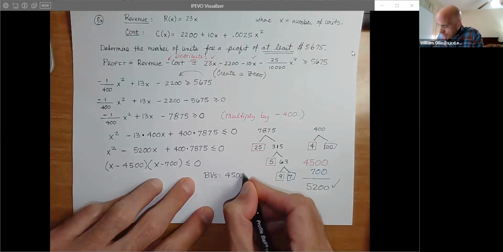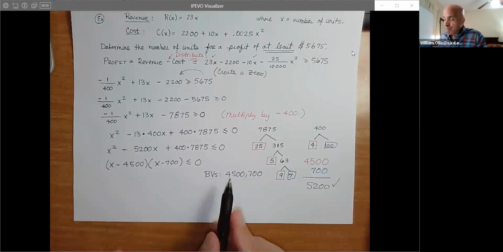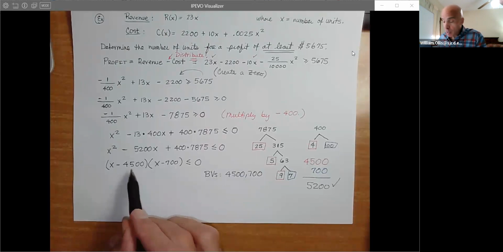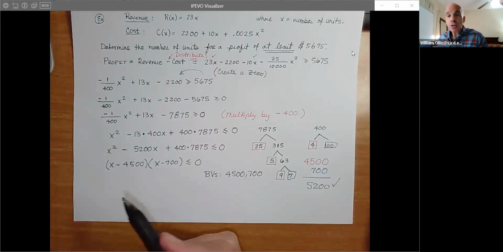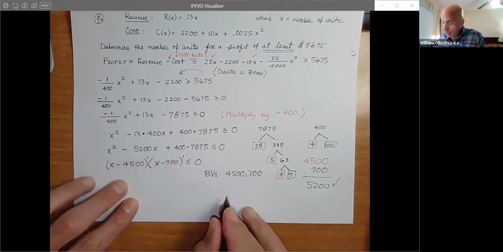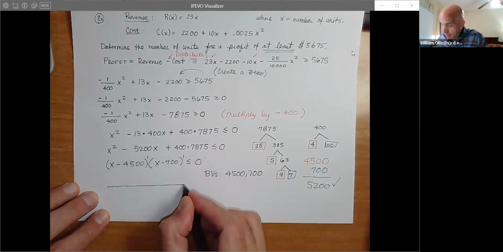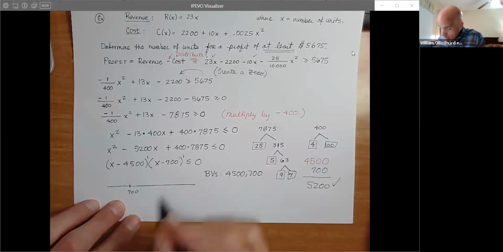4,500, 700. Now, as Brian has said, 4,500 makes this factor 0, and 700 makes this factor 0. So those would be places where we could possibly have a transition in sign. But you know we are, because these are all first degree. So now go ahead and draw. Same as we had before, 700, 4,500.